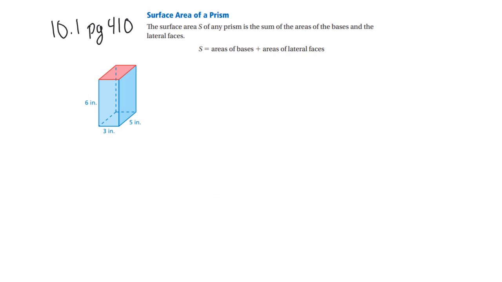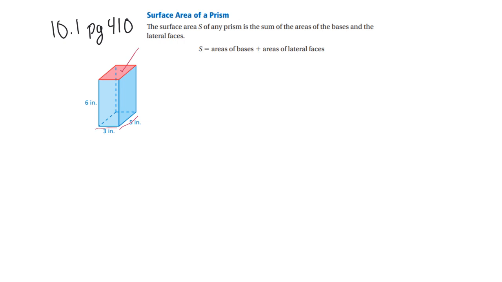Okay, so now let's try one. We have a rectangular prism here, and the same thing, we're going to figure out the area of our bases first. We have a base at the top here, the little red one, and you can imagine there's one at the bottom too. You can't see it, but you can see the dotted line that shows you that it's also 3 by 5. So it's the same, we can just multiply that by 2.